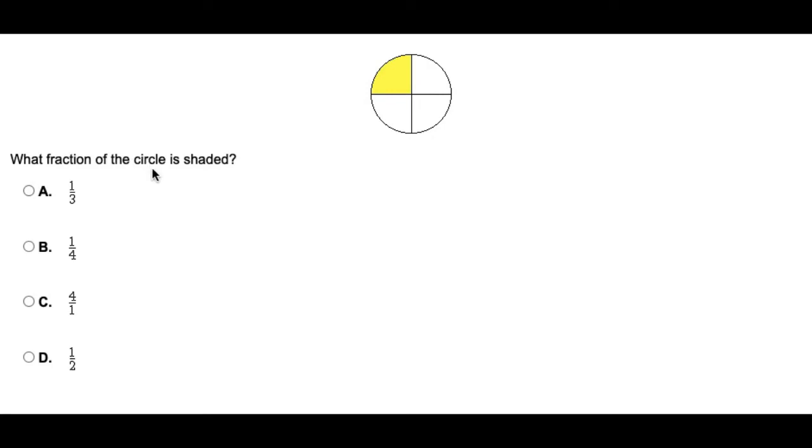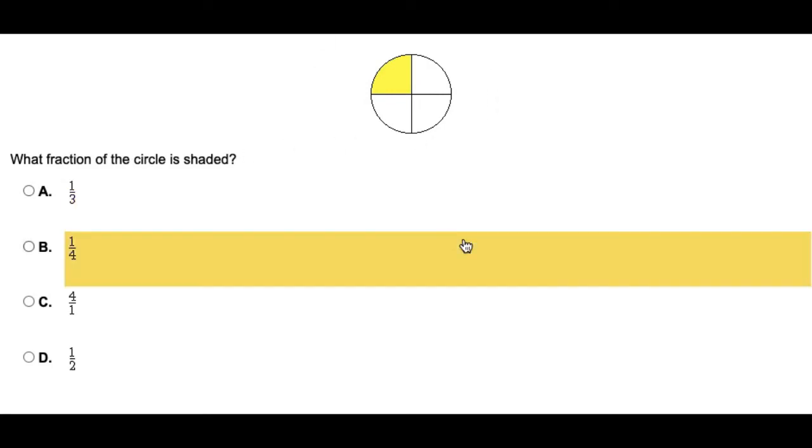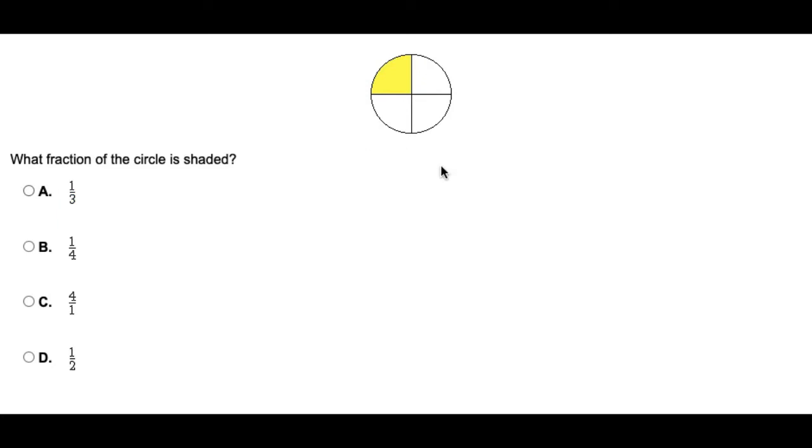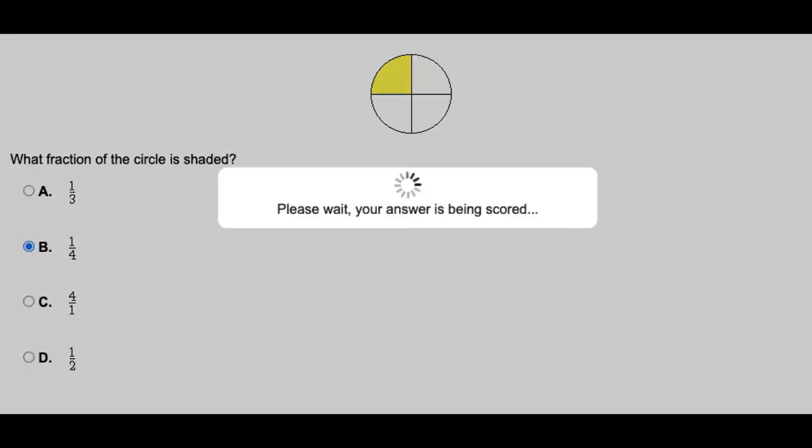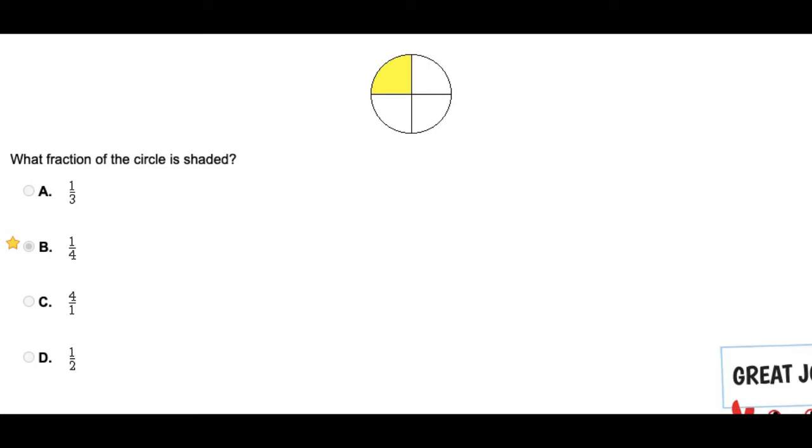What fraction of the circle is shaded? So it's divided into quarters, so there are 4. So one is shaded. So this is called 1/4. Numerator 1, so one is shaded out of 4 parts. Yeah, and denominator is 4. Next question.